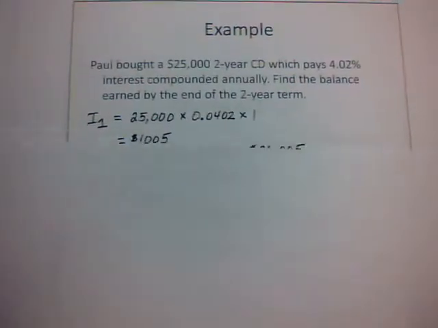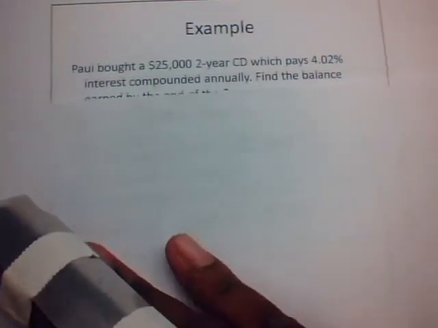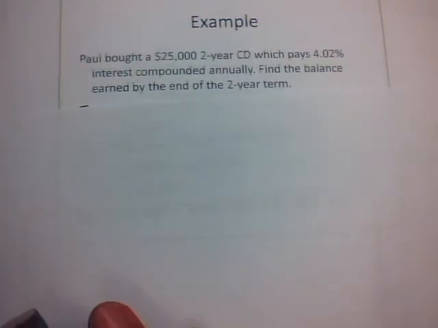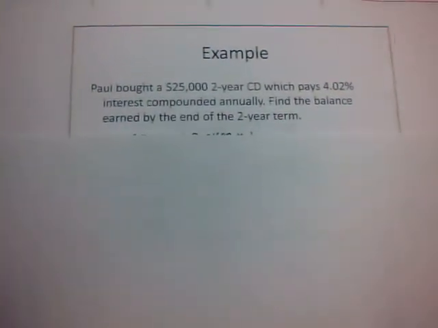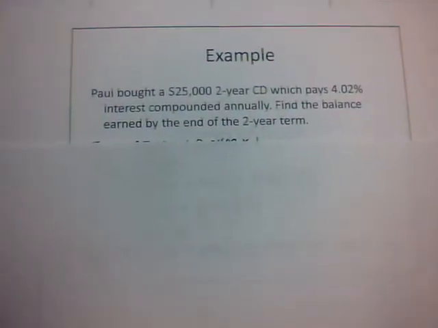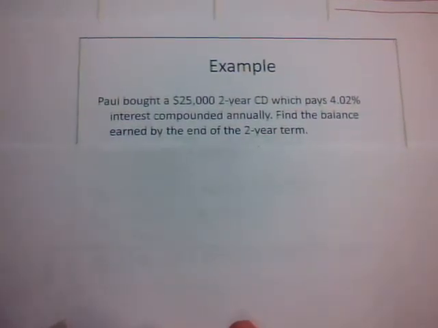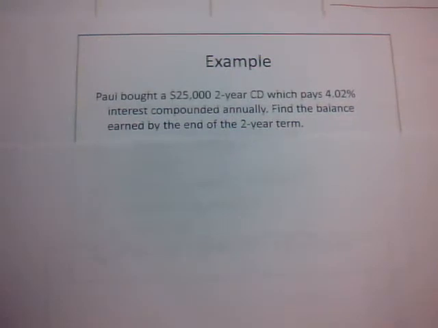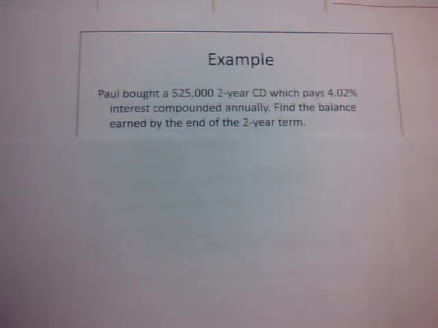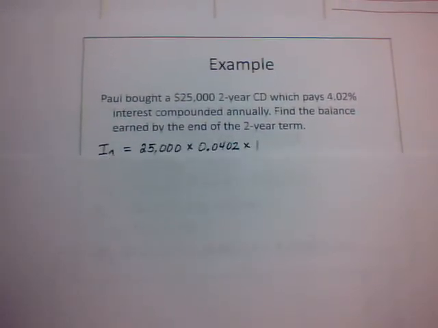So let's look at this example here. Now I'll walk through this step by step. Let's say that Paul bought a $25,000 2-year CD which pays 4.02% interest compounded annually. And we want to find the balance earned by the end of the 2-year term.